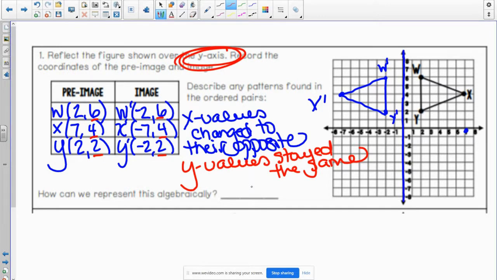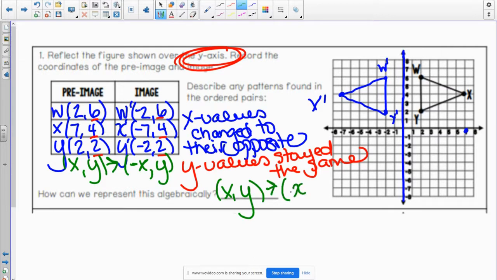How do we represent this algebraically? Well, we're going to start with our x comma y, because that's our original. Actually, I'm going to put it over here first. So x comma y, those are our pre-image, and it changed to, the x's changed to their opposite, so we're going to use a negative to prove opposite, and then the y's stayed alone. So again, the x's changed to the opposite, in this case was negative, and the y's remain the same.